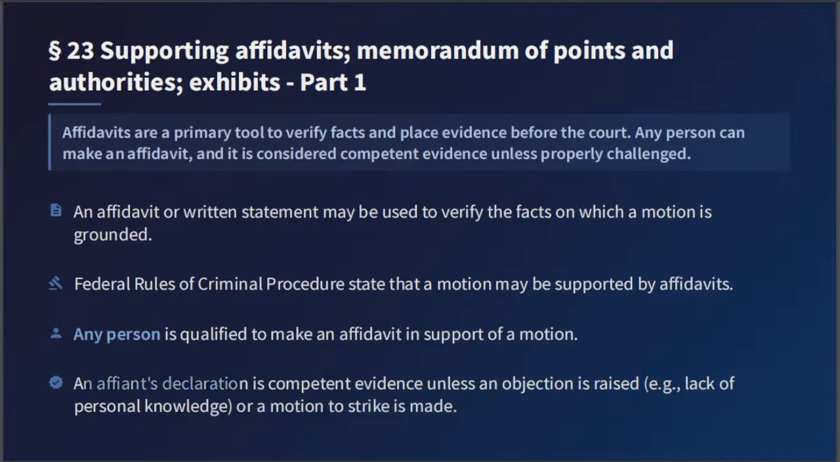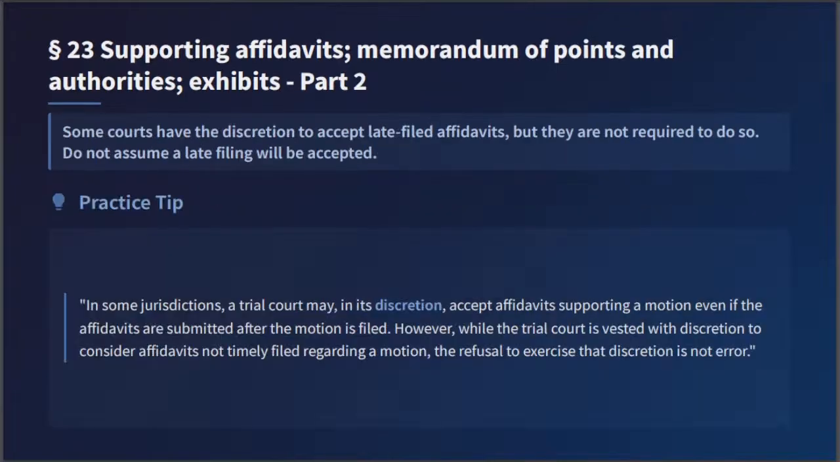So the affidavit or declaration, when filed, is going to be competent evidence unless an objection is raised or a motion to strike is made. And here's the example given for an objection: lack of personal knowledge. Very common, you'll find, in poorly written affidavits.